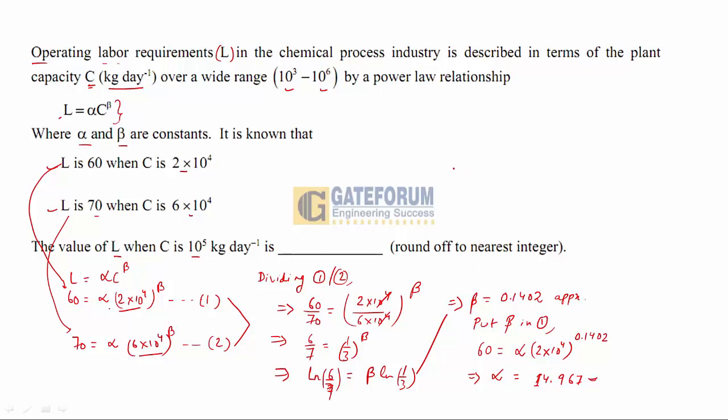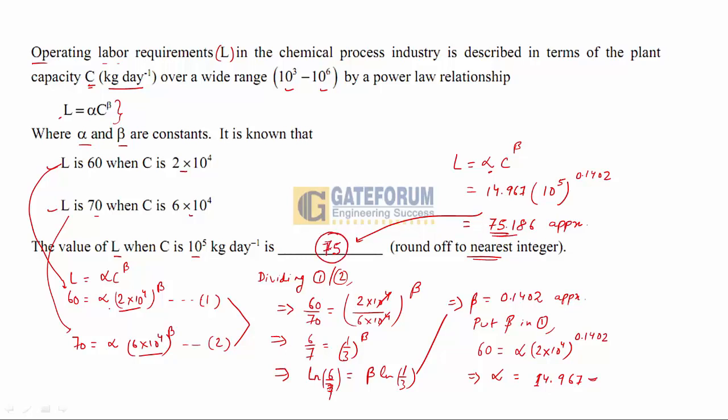So now we have to find the value of L when C is 10 to the power 5. So what is alpha? 14.967. What is C? 10 to the power 5. What is beta? 0.1402. So when you solve this expression in your calculator, it will come around to be 75.186 approximately. So we are to report the answer in the nearest integer. So the nearest integer to this is 75. So this is our final answer.